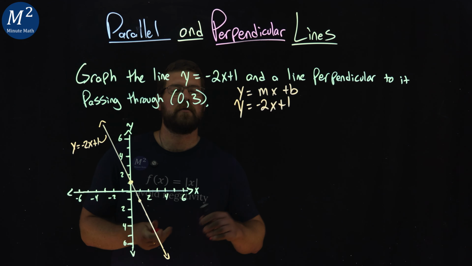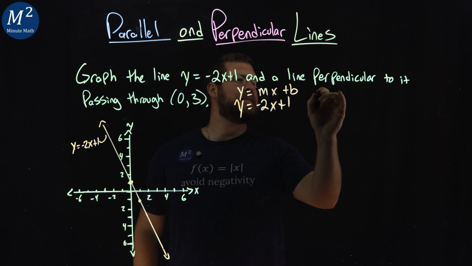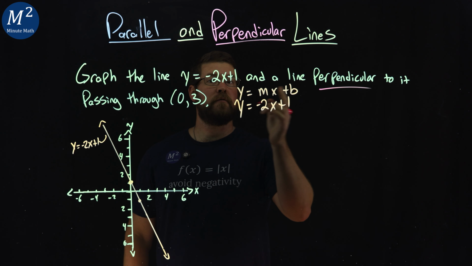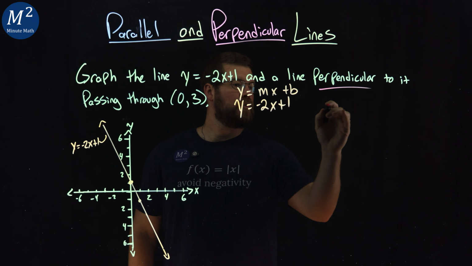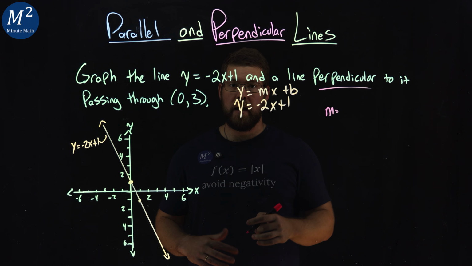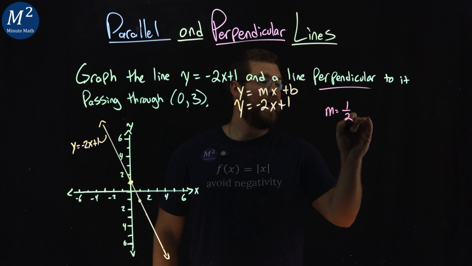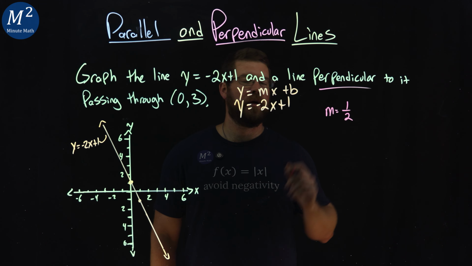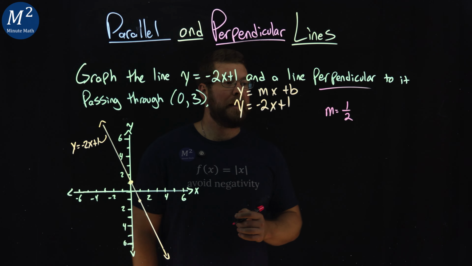So let's go here. It needs to be perpendicular to our first line. So our first line had a slope of negative 2. It told us here. So the perpendicular line has to have the negative reciprocal of that, which is a positive 1/2. Remember, negative becomes a positive, and 2 becomes 1 over 2, right there. So we have a slope of 1/2.